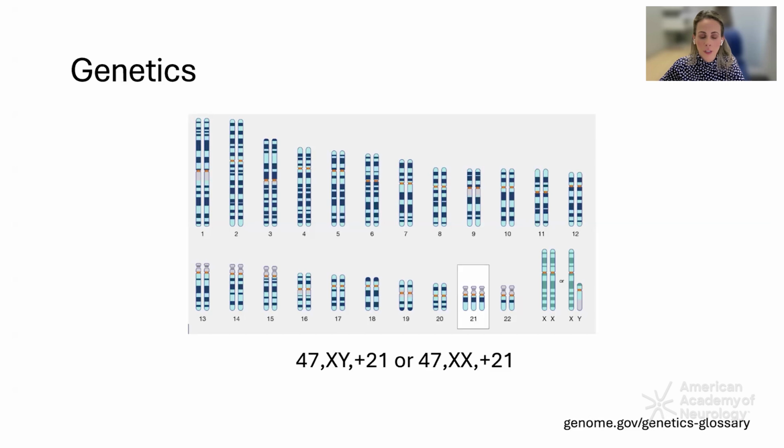And of note for the case that was presented, seizures can occur in about 5 to 13% of patients, and they can present as infantile spasms, generalized tonic-clonic seizures, or myoclonic seizures.